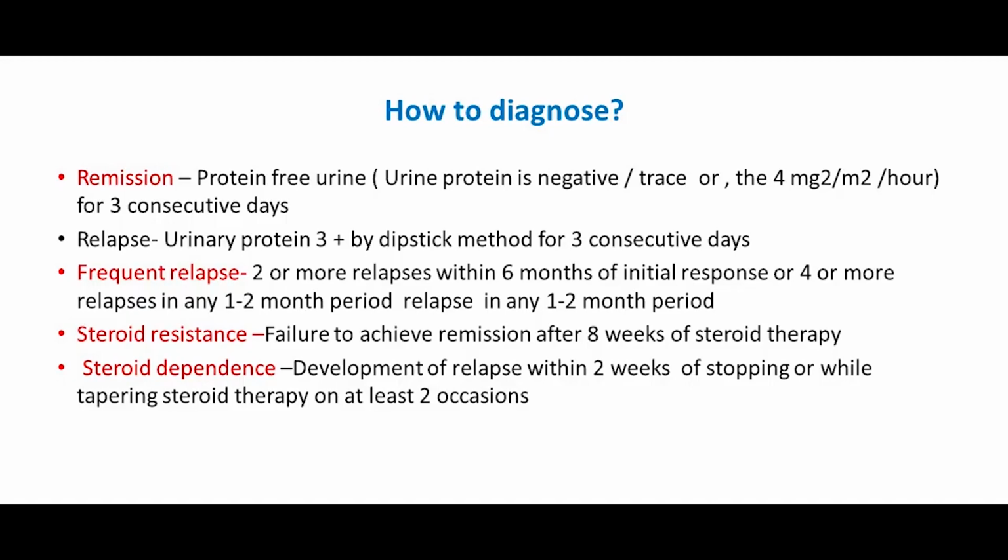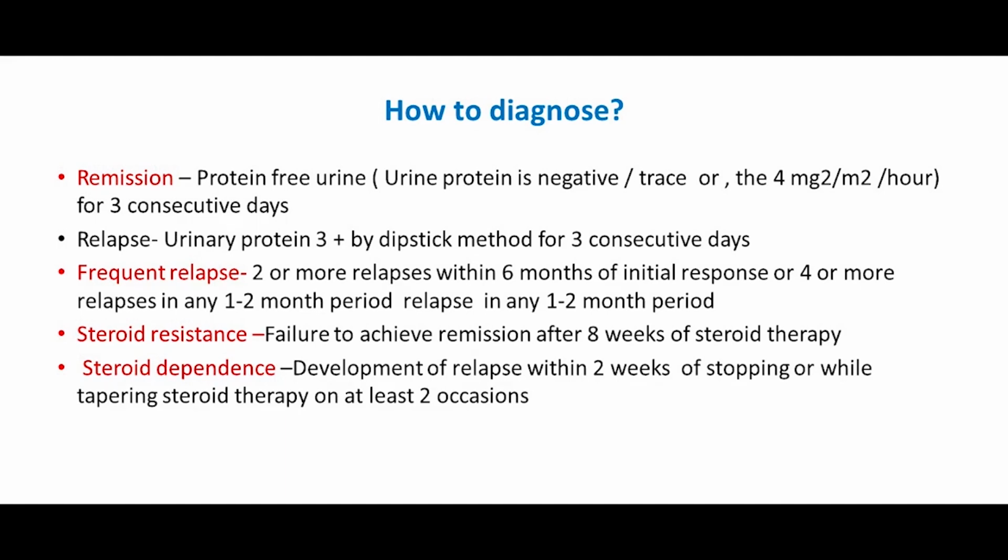So, this being the case, what do you mean by remission? A protein free urine, that is urine protein is negative or trace or 4 milligrams per hour for at least 3 consecutive days, then it is called remission. That means the patient is remitted from the disease. Next, what is relapse? If the urinary protein is 3 plus by dipstick method for at least 3 consecutive days, then we call it a relapse of nephrotic syndrome.